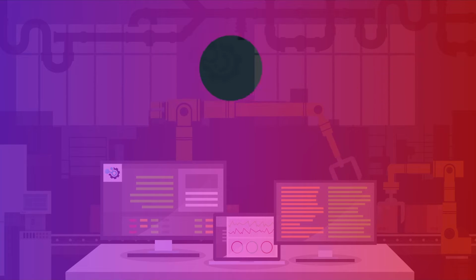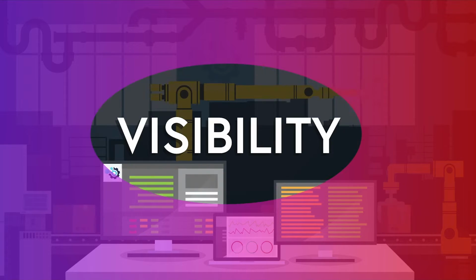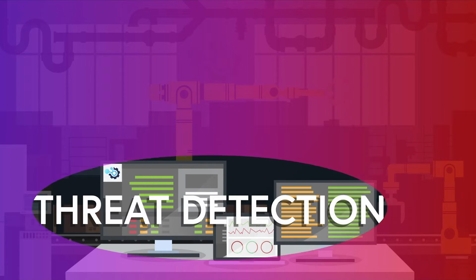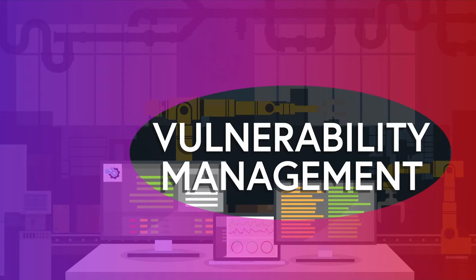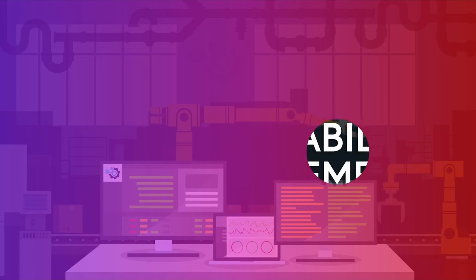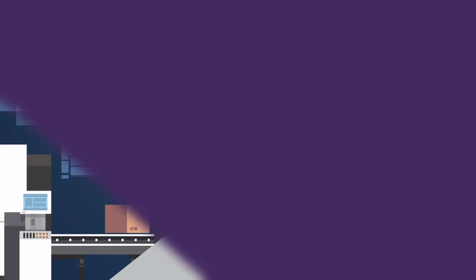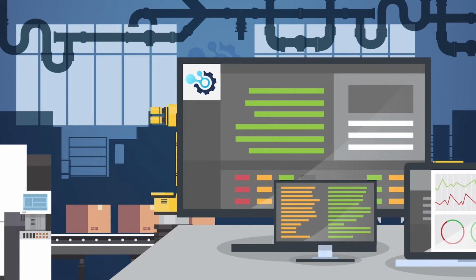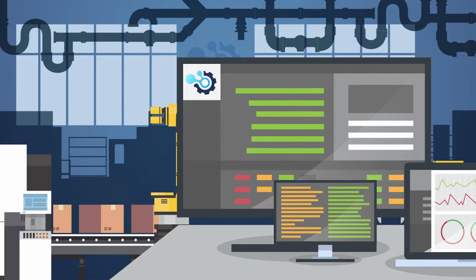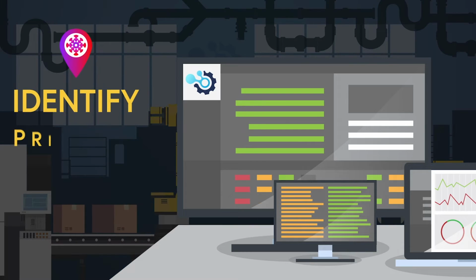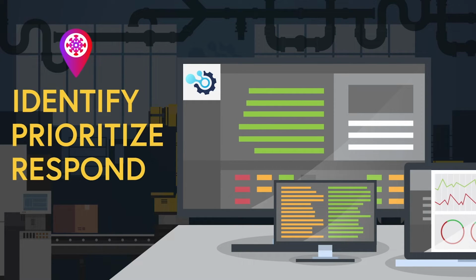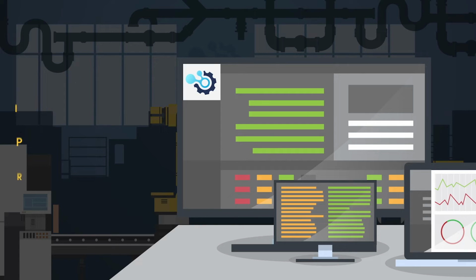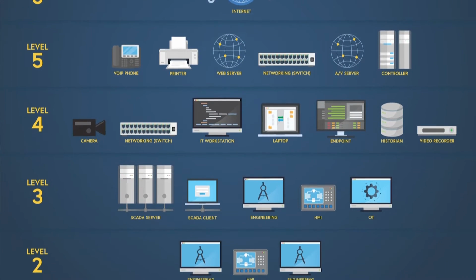A harsh reality of the cybersecurity world is that no matter your level of visibility, threat detection, or vulnerability management controls you implement to manage risk, you cannot eliminate it. To mitigate risk, Clarity works with manufacturing companies like this one to identify, prioritize, and respond to threats in the event attackers are able to penetrate network security controls.